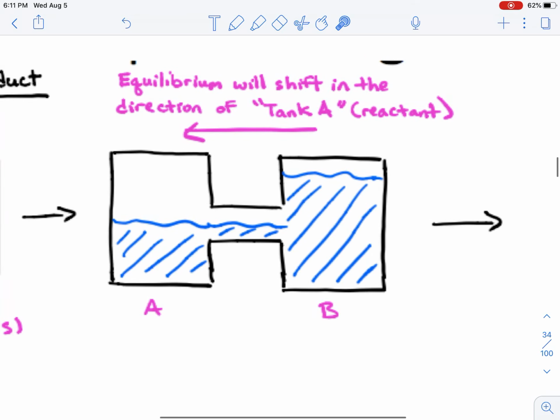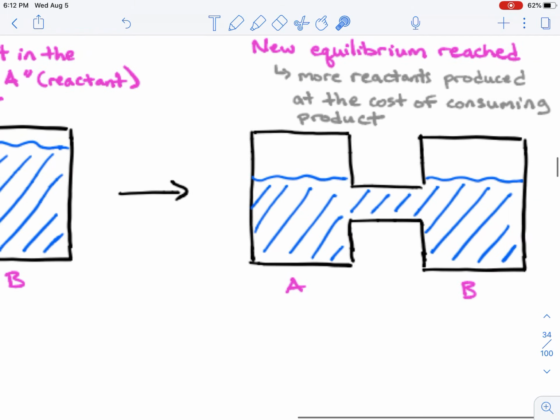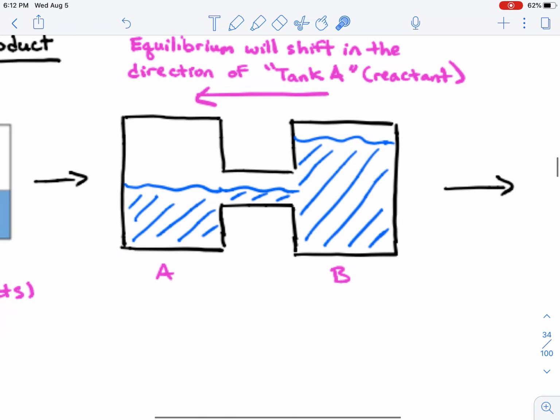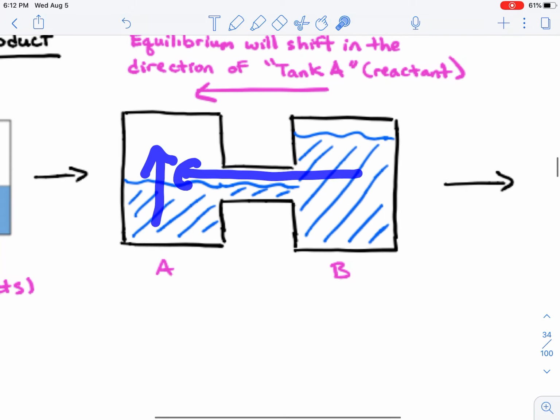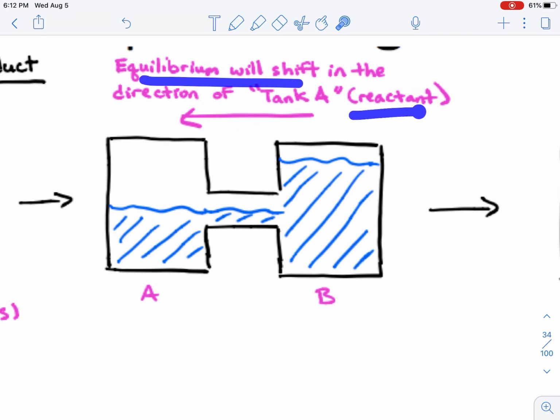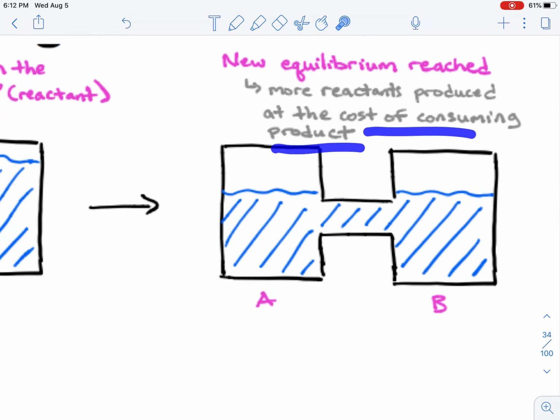If we talk about this from the perspective of a chemical reaction, if we increase the amount of products, then for a new equilibrium to be achieved, the products that were added will be consumed, thereby producing more reactants. And so overall, we have a net shift to the left, meaning the equilibrium will favor the production of reactants at the cost of consuming products.